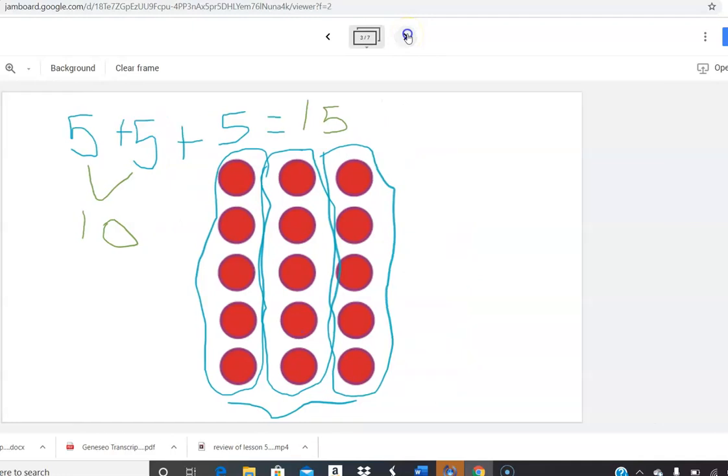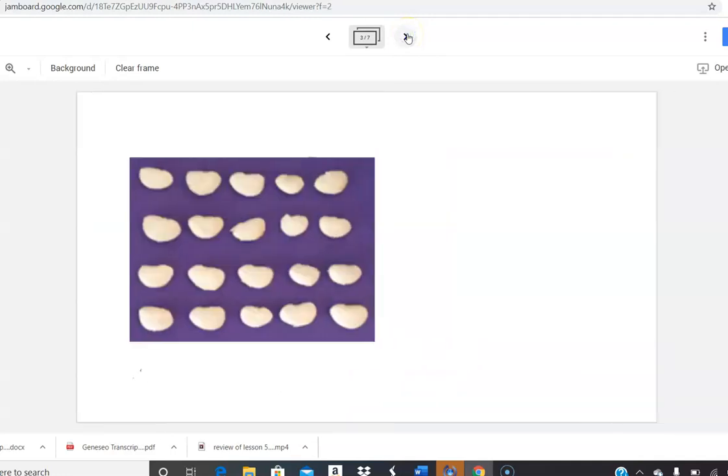Let's look at our next one. All right, let's start by looking at our rows. How many is in one row? How many do you see there in one row? 1, 2, 3, 4, 5. So we have 5. And how many are in the next row?